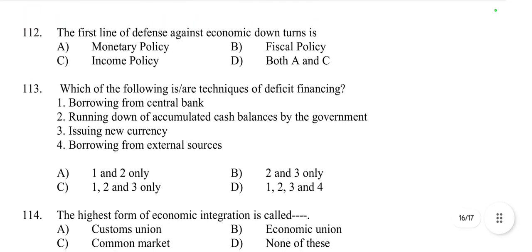Then question number 112: the first line of defense against economic downturn is monetary policy, fiscal policy, or income policy. It is called monetary policy, because monetary policy, typically managed by a central bank, is often the first line of defense against economic downturns by adjusting interest rates, controlling the money supply, and influencing credit conditions. Monetary policy aims to stabilize the economy and stimulate growth during recession or slowdown.